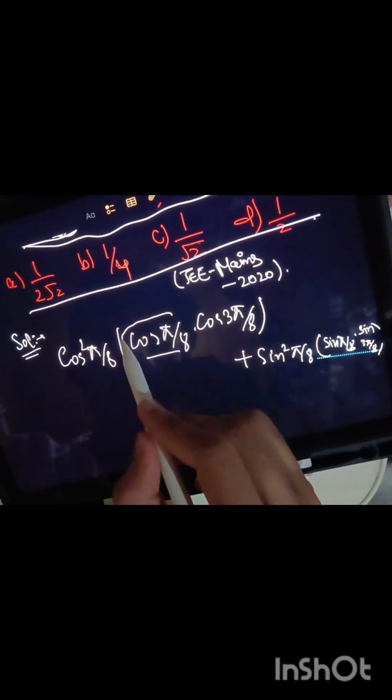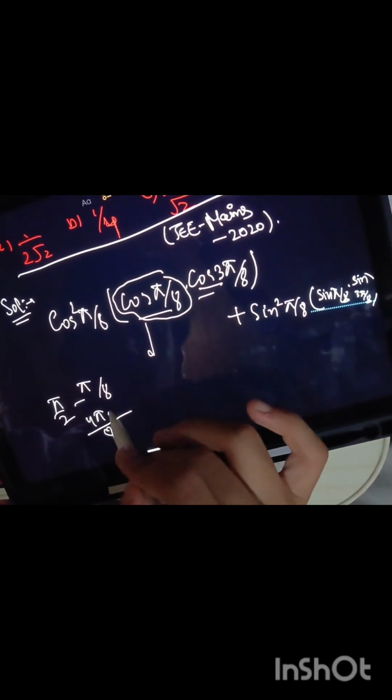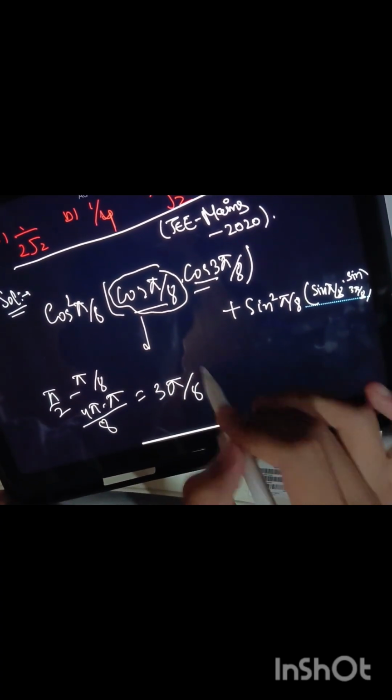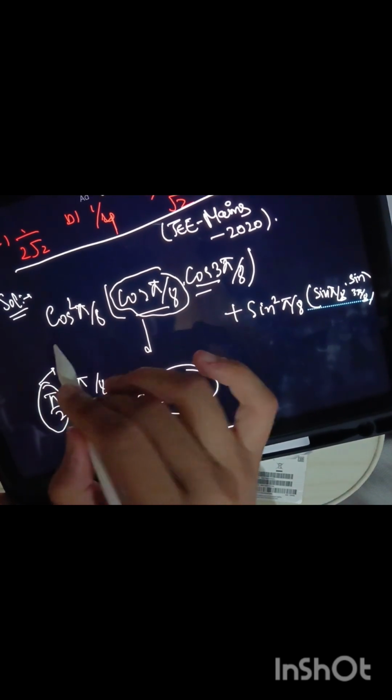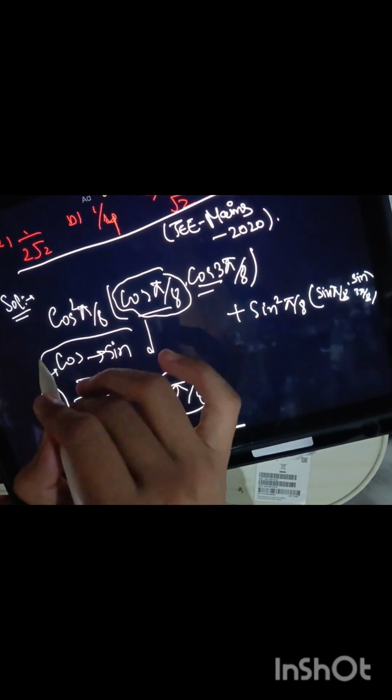Now we will use a reduction format, or I can say we will change this into its complement. I will go with this one. If I take the reduction of pi by 2 format, this becomes 4 pi minus pi over 8, so this will be 3 pi by 8. But this is the complement. As you know, pi by 2 here means complement. So what is the complement of cos? That is sine. Am I clear?